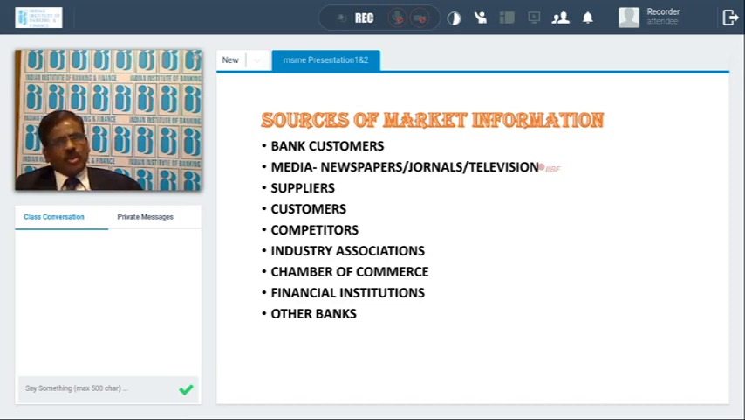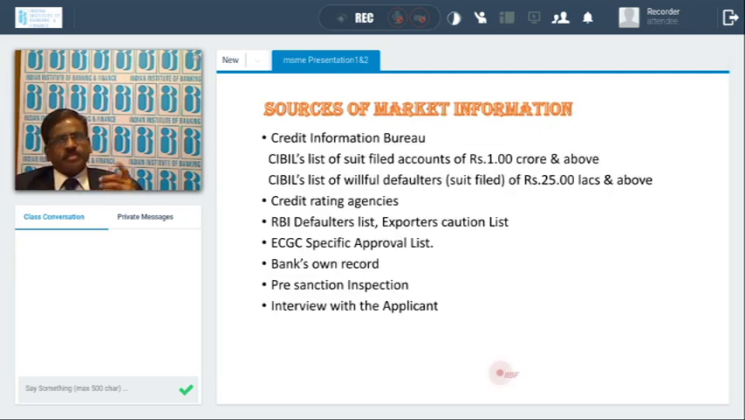You can get that from newspaper reports, and who are the suppliers to this activity, who are their customers, who are their competitors, whether they are in a position to compete or not, whether he is competing with the large corporates, etc. In that case, your analysis will be different. Industry associations, chambers of commerce, and financial institutions will also give information, for example whether he has borrowed any money from outside.